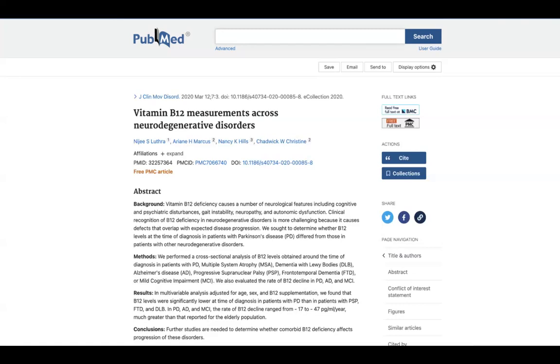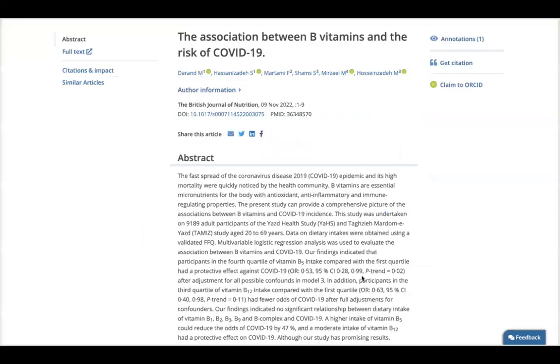On the topic of associated diseases, I was also interested in the association between B12 and risk of COVID-19 infection. This study evaluated the association between vitamin B12 levels and risk of COVID-19 infection. In the study, 9,189 adults were surveyed about their dietary intake of vitamin B12 and the incidence of their COVID-19 infection.